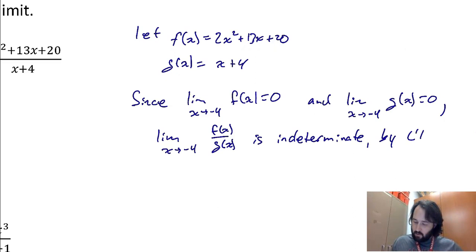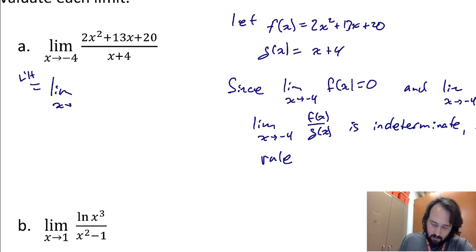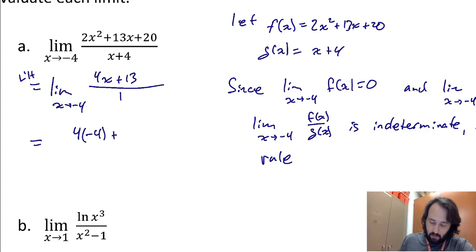By L'Hopital's rule. All right, so now I'm going to say that I'm using L'Hopital's rule right there, that this limit equals the limit as x approaches -4 of the derivative of the top, which would be 4x plus 13, and the derivative of the bottom, which would be 1. So now I can actually put in negative 4, which when I do that, I would have 4 times negative 4 plus 13 over 1, which is negative 16 plus 13.